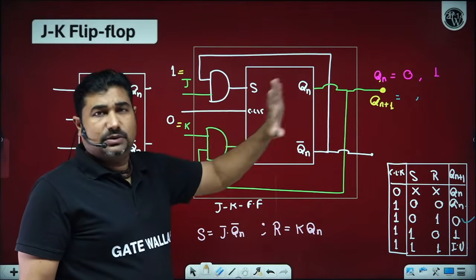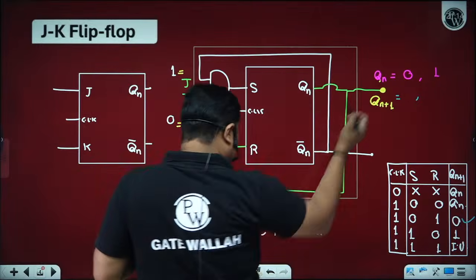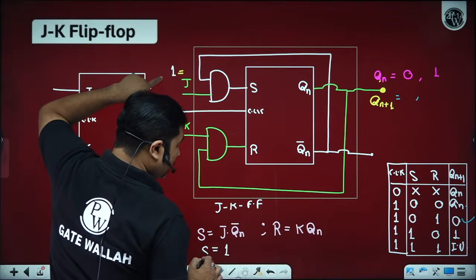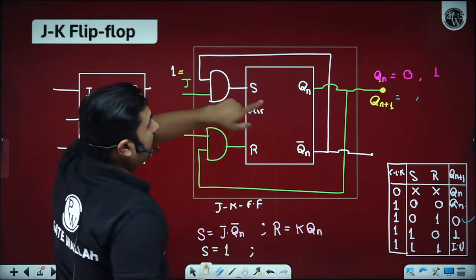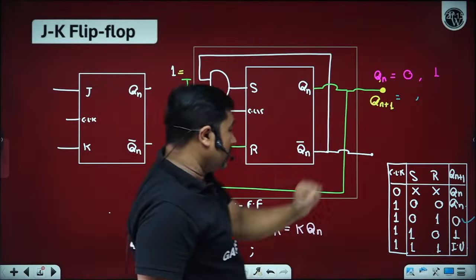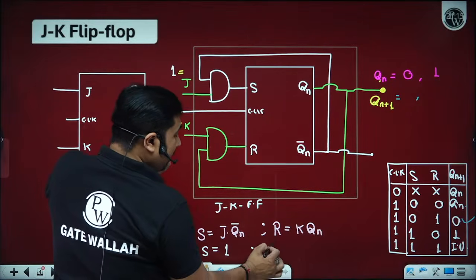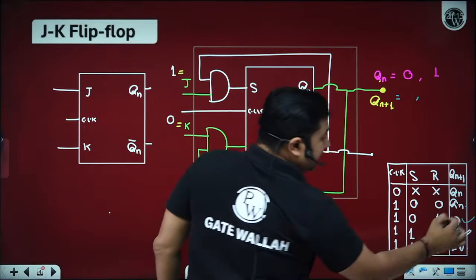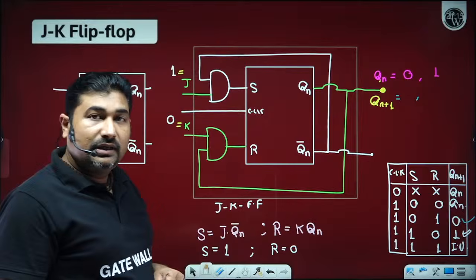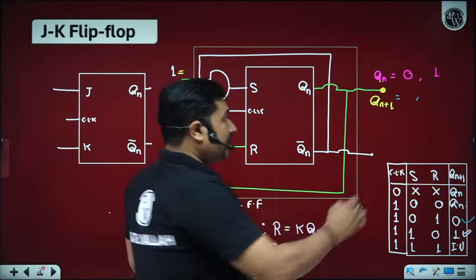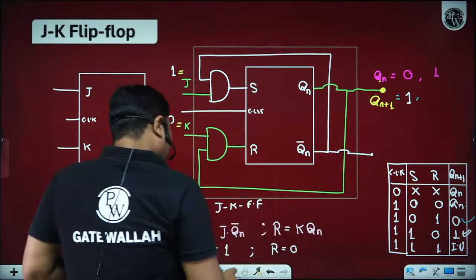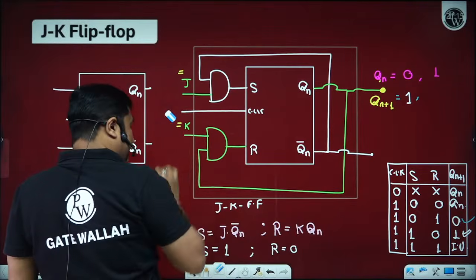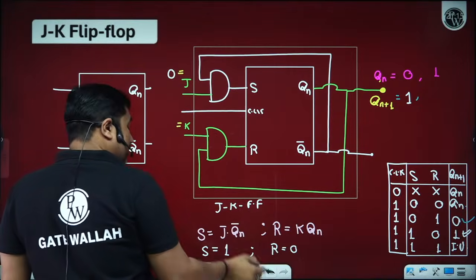Let us consider 0. If Qn is 0, then Qn bar will become 1, and S is equal to 1. And for Qn 0, R is equal to 0. We are getting 1, 0. For 1, 0, what do we get? Next state as logic level 1. Another possibility, suppose the present state is logic level 1 and we apply the present input as 1, 0.